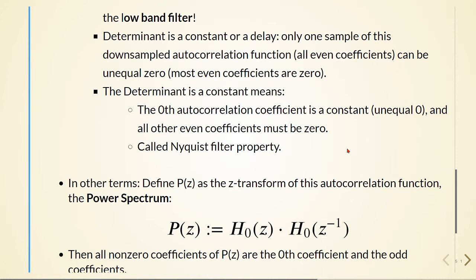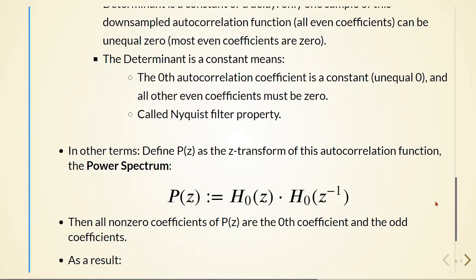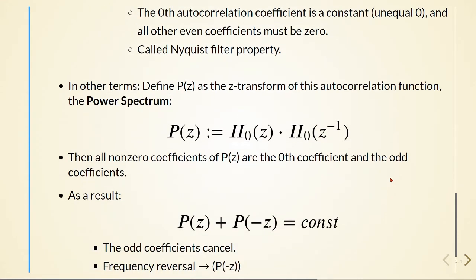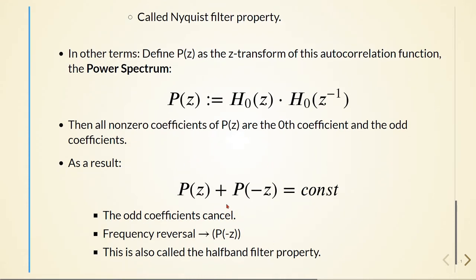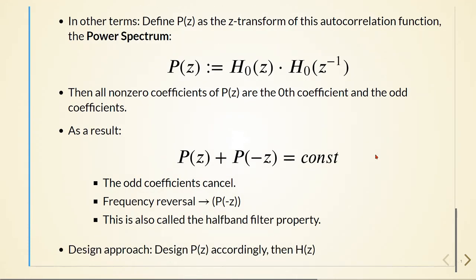In other terms, we define P of Z as the Z transform of this autocorrelation function, and it's called the power spectrum. Then all non-zero coefficients of P of Z are the 0th coefficient and the odd coefficients, and as a result, P of Z plus P of minus Z is a constant. So the odd coefficients cancel. This is a frequency reversal, and this is also called the half-band filter property. So our design approach is to design P of Z accordingly and then move on to design H of Z.